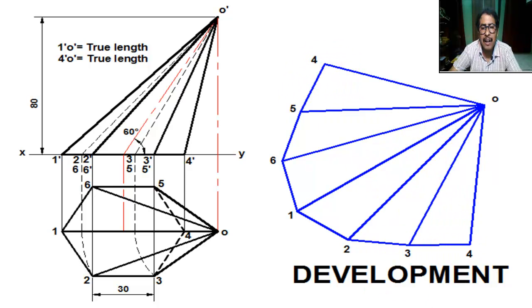Finally, the development of the oblique pyramid is a dark thick line, and the elevation and top view are dark thick lines, this is the hidden line. All other lines are thin.